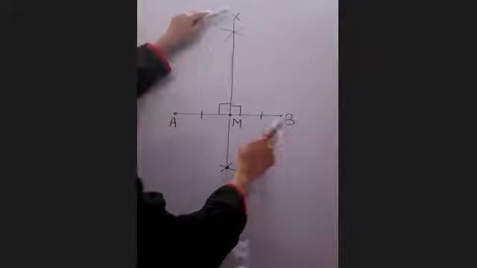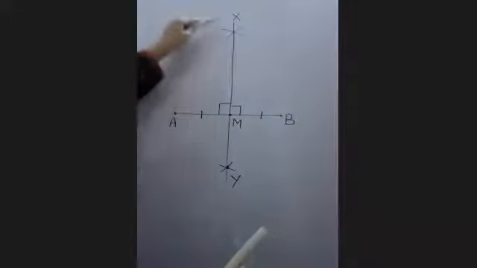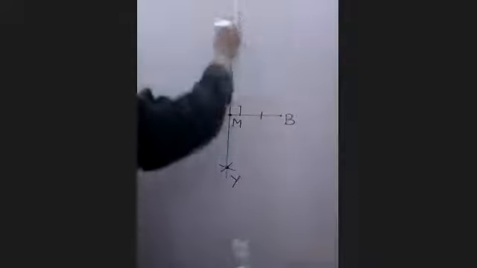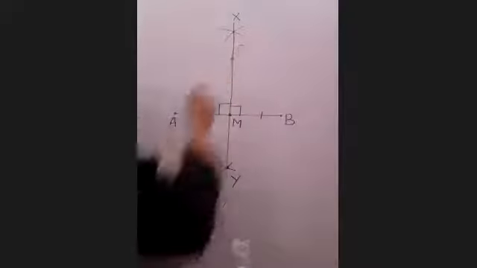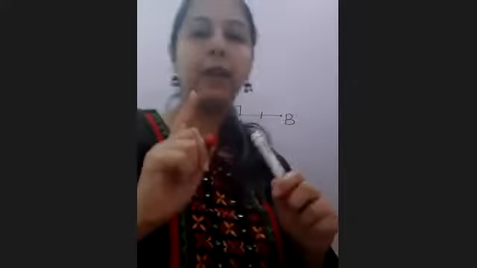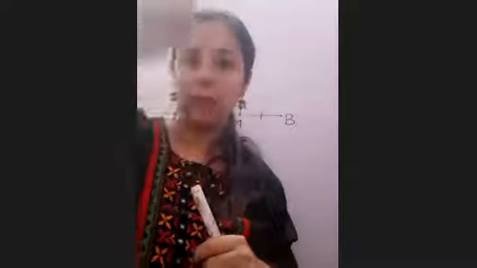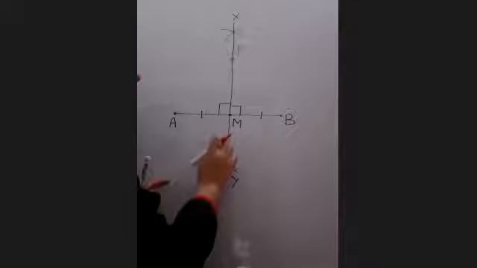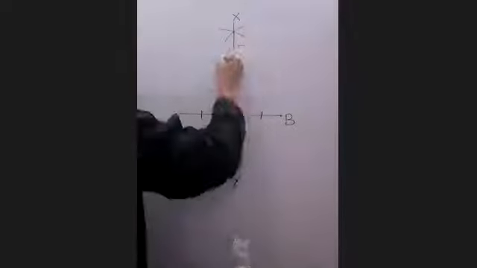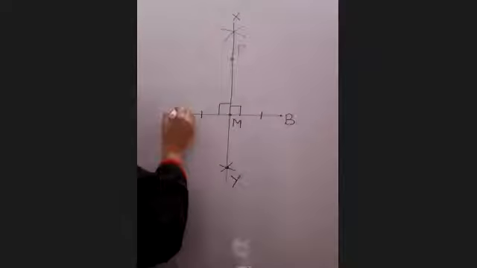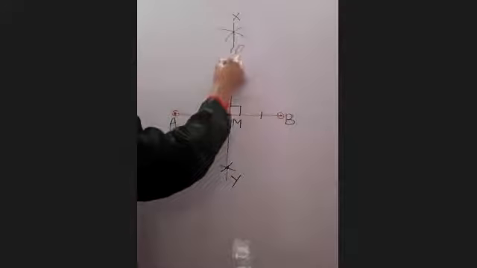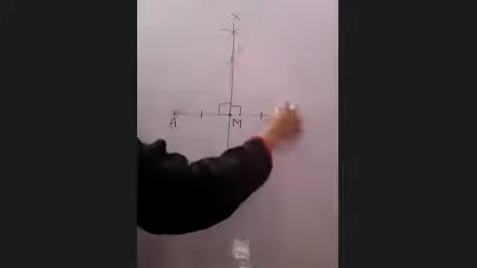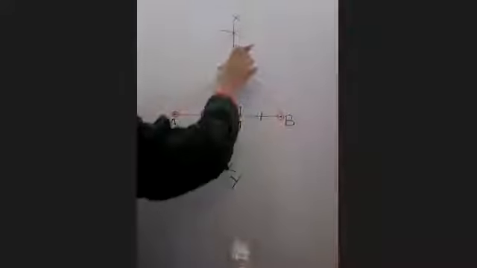Now, children, XY is the perpendicular bisector of AB. Let me take any point on XY, either upside or downside. Let me take this point P. I repeat, I have taken a point on the perpendicular bisector. Join this to the end points. What are the end points of the line segment? A and B. I've joined P to A and B.